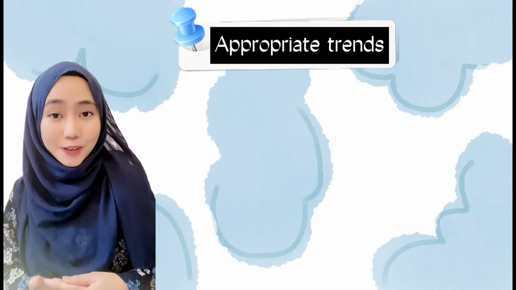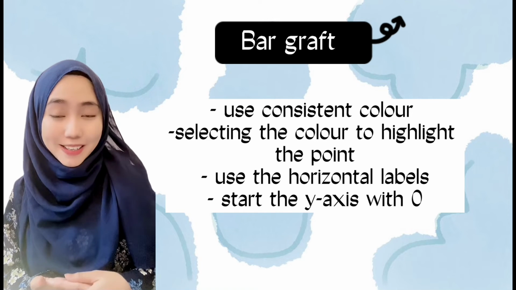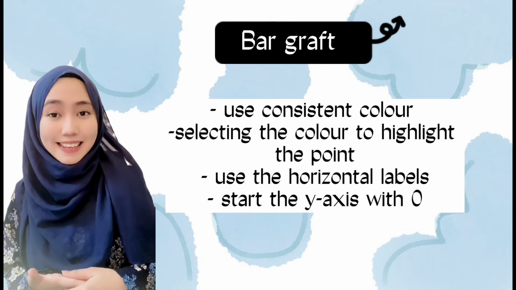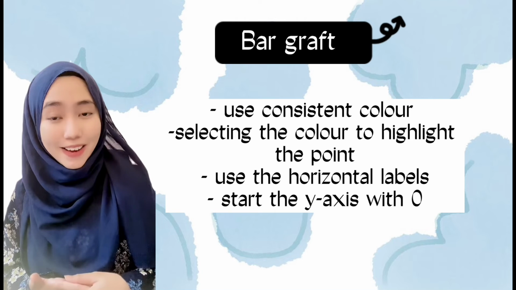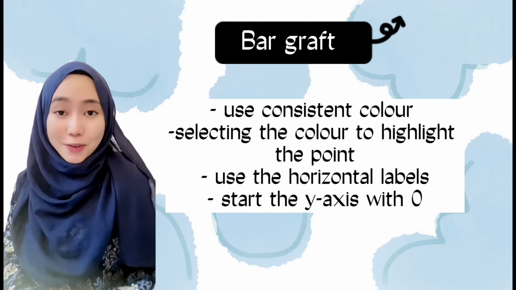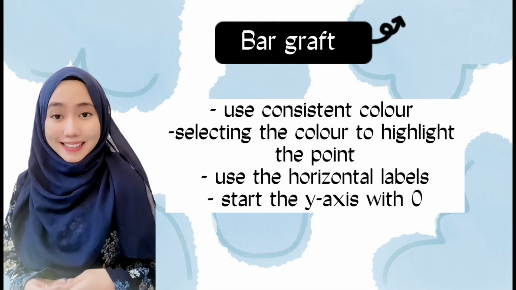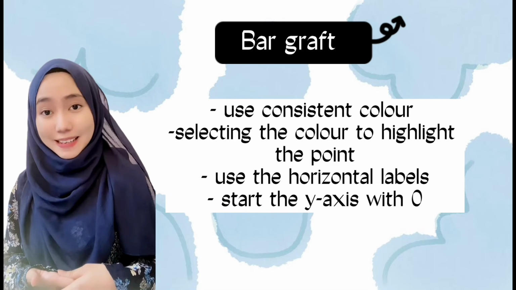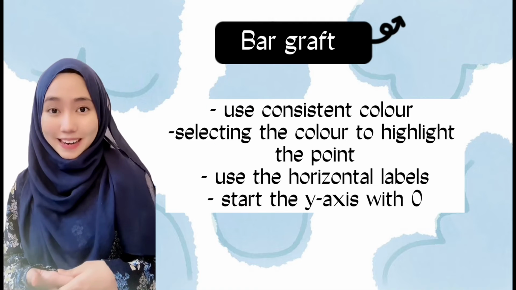Then I will describe the appropriate trends. First is the bar graph. For the bar graph, we have to use a consistent color throughout the chart. Then we have to select colors to highlight the meaningful data points or changes over time. Then we have to use horizontal labels to improve readability. Lastly, start the y-axis at zero to appropriately reflect the values in our graph.